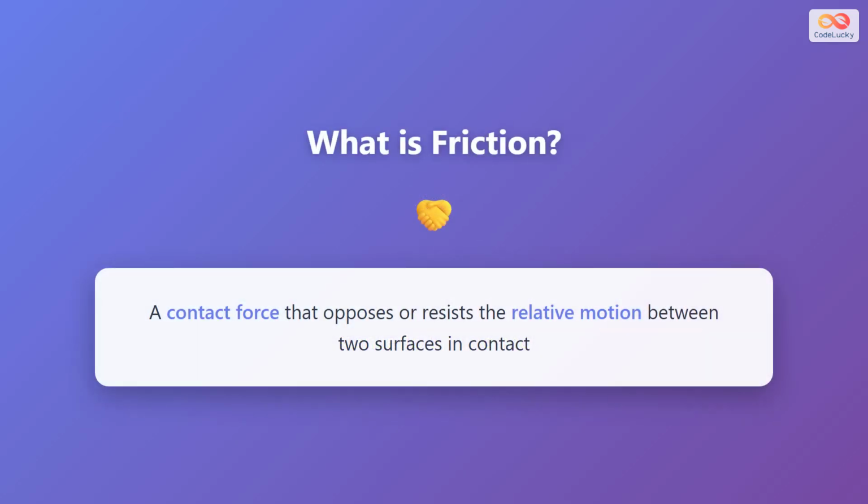Friction is a contact force that opposes or resists the relative motion between two surfaces in contact. Whenever two objects touch each other, their surfaces interact at a microscopic level. These interactions create resistance that acts against any attempt to slide one surface across the other. Friction always acts in the direction opposite to the motion or intended motion of an object.